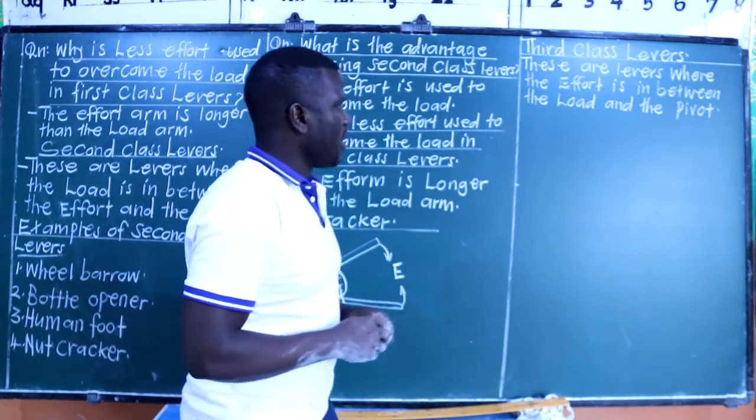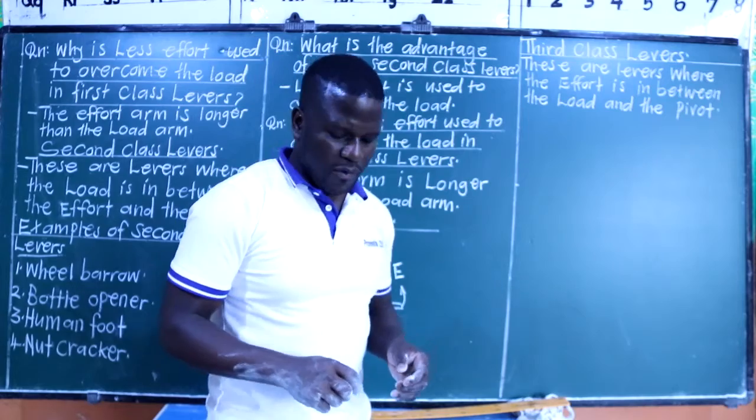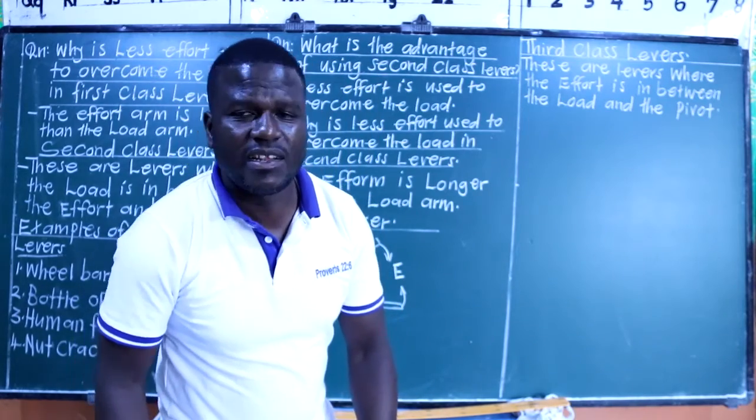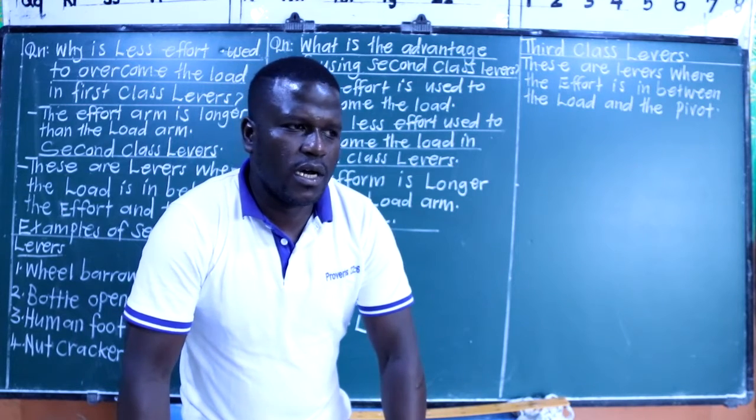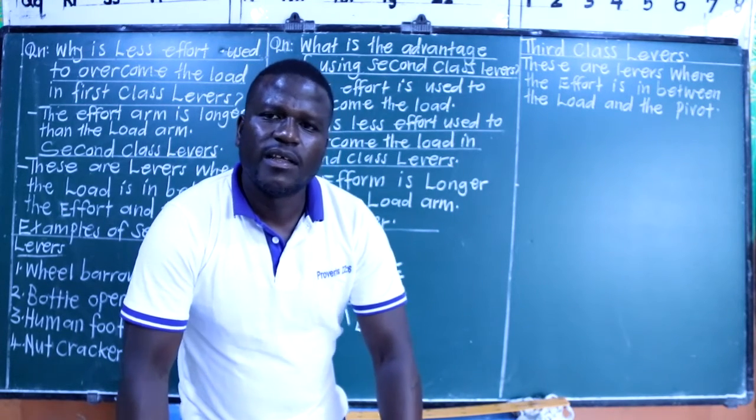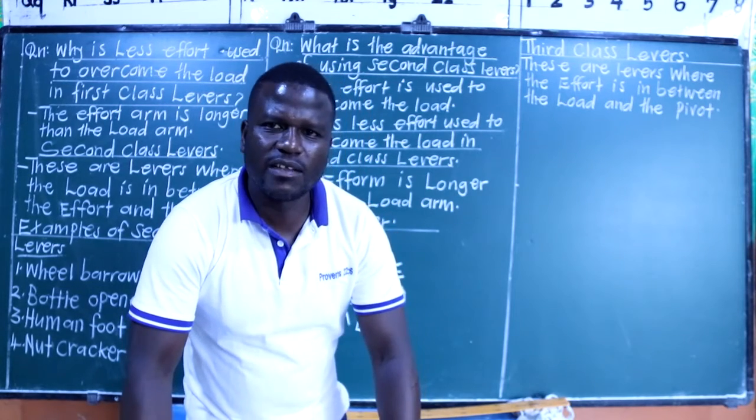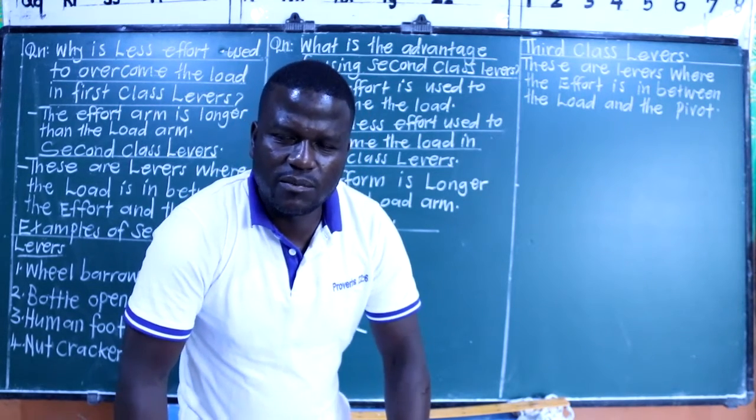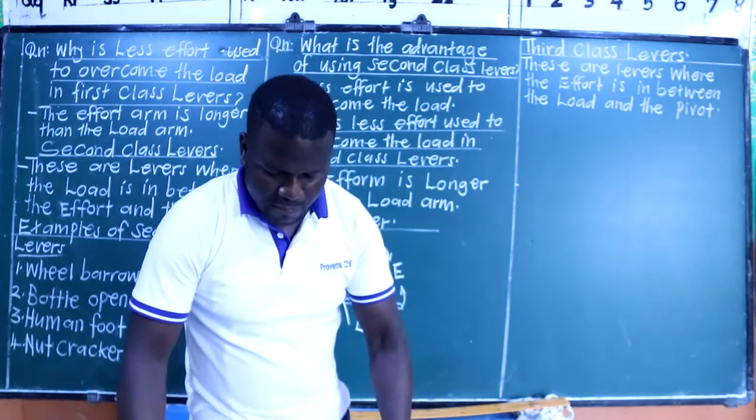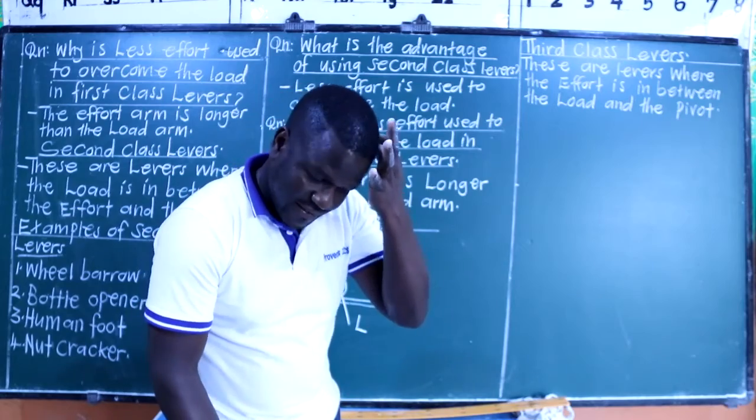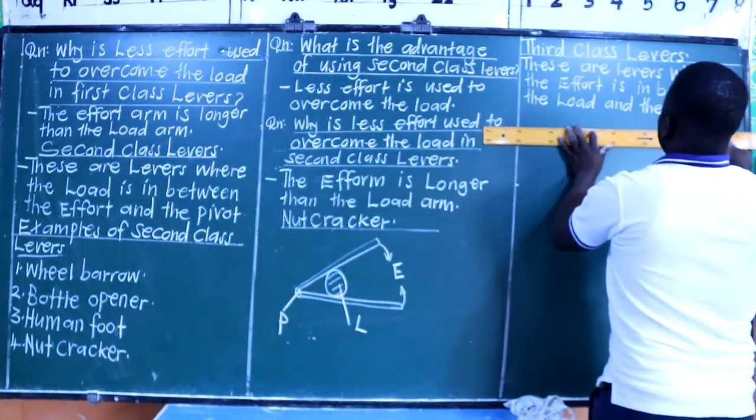These are levers where the effort is in between the load and the pivot. Remember we said first class levers, the pivot is in between the load and the effort. Second class levers, the load is in between the pivot and the effort. Then in third class levers, the effort is in between the load and the pivot. So we look at examples of third class levers.